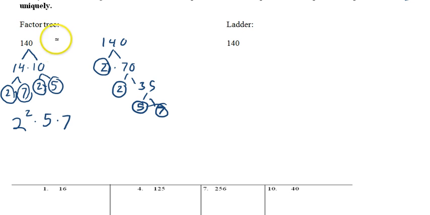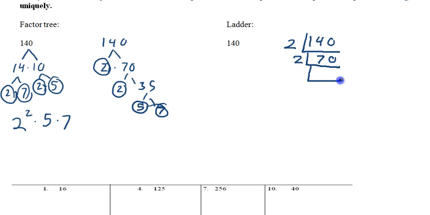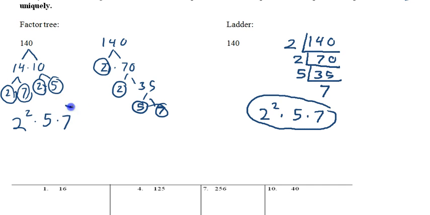Alright? This is one method. This is called the factor tree. The other method is called the ladder. So if you take 140, you just look at the number. What prime do you know goes into there? I know that a 2 goes into there because it's even. So 2 times 70. And then 70 has a 2 also. 2 times 35. What other prime goes into 35? Well, it has a 5 at the end. So it's 5 and 7. Once you get a prime at the end, those are all the numbers. And you notice we have 2 squared times 5 times 7. Same prime factorization, 2 different methods.